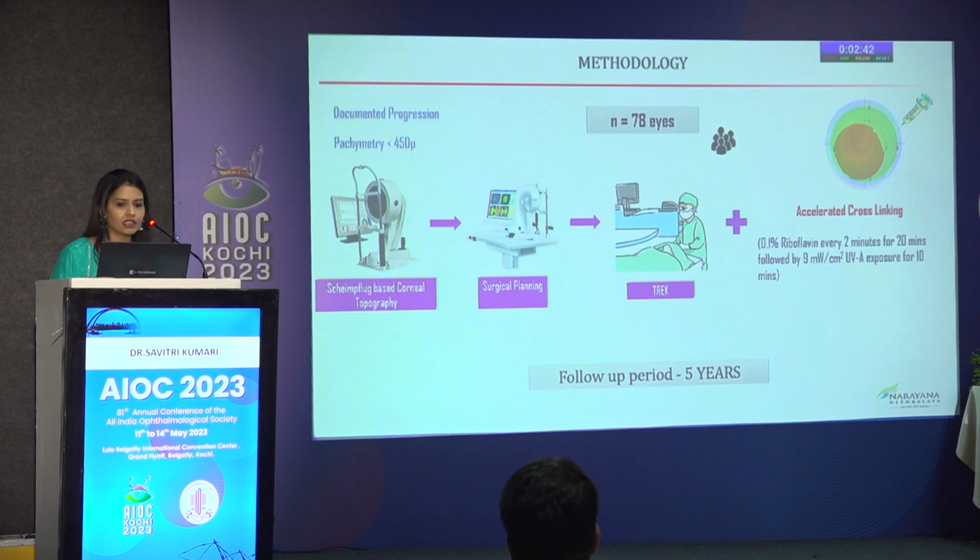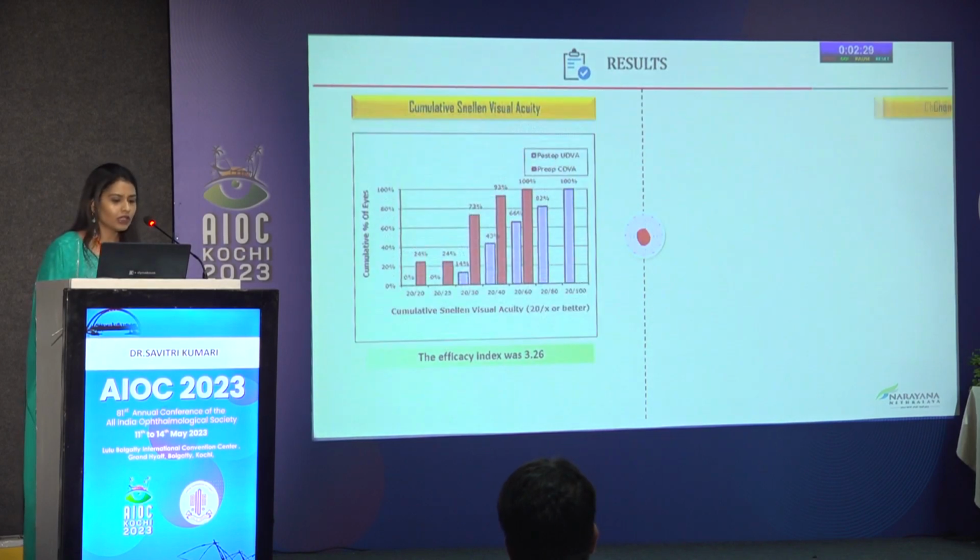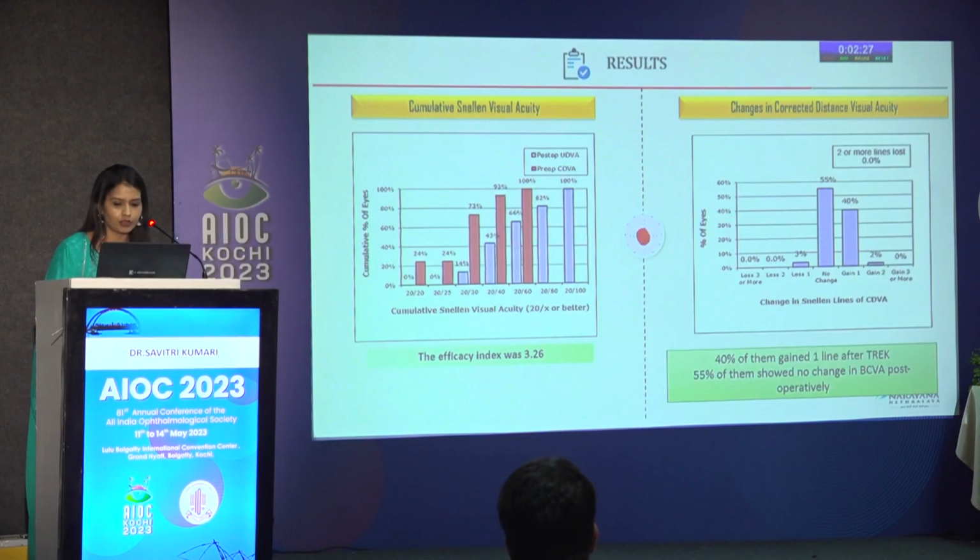So these patients were first imaged on Schwind MRS, and then TREC was planned for them. In the same sitting, accelerated cross-linking was done. So we used 0.1% riboflavin every 2 minutes for 20 minutes, which is followed by 9 milliwatt per centimeter square of UV exposure for the next 10 minutes. So we found out that the efficacy index was 3.26.